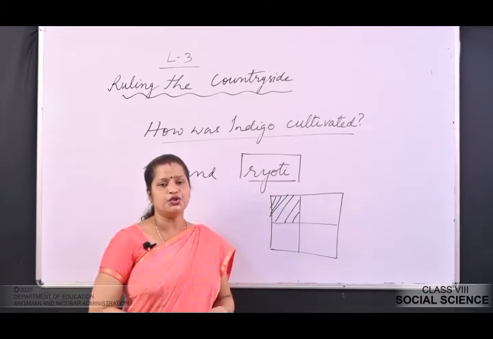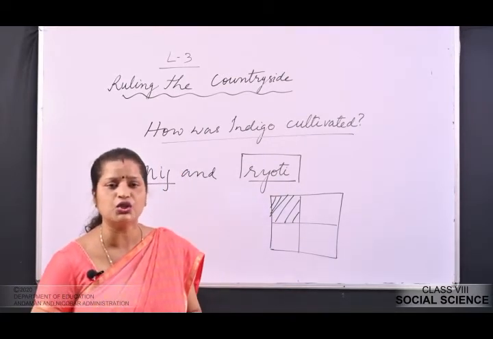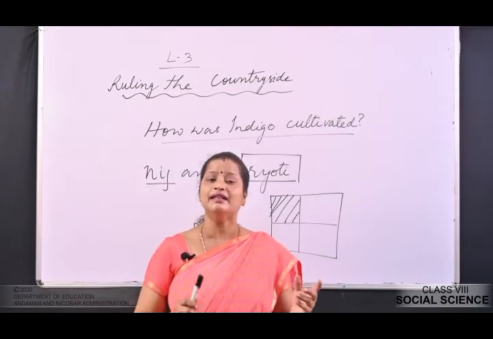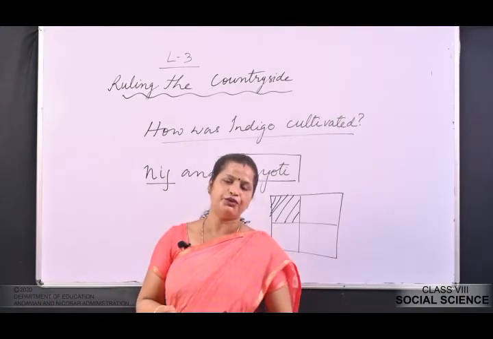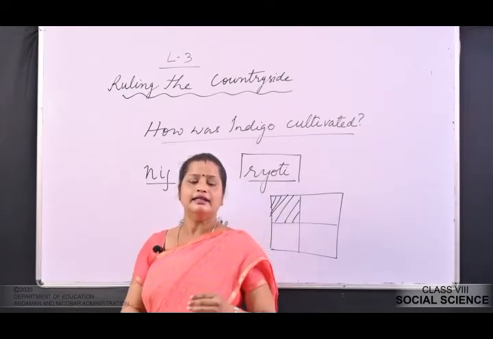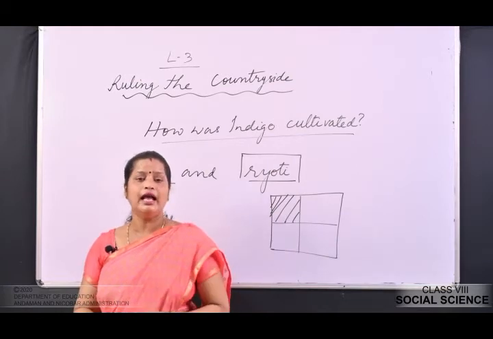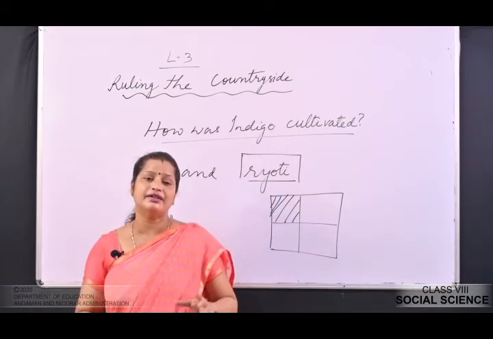There were other problems too. The planters usually insisted that indigo be cultivated on the best soil, in which peasants preferred to cultivate rice. I told you that for indigo cultivation they need fertile land, and here the planter insisted that indigo should be cultivated on the best soil, in which the peasants preferred to cultivate rice.